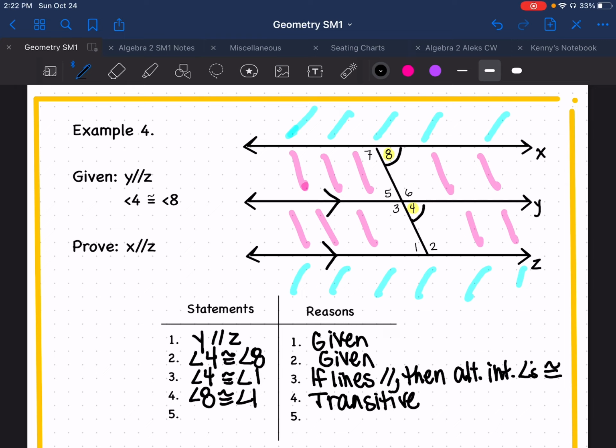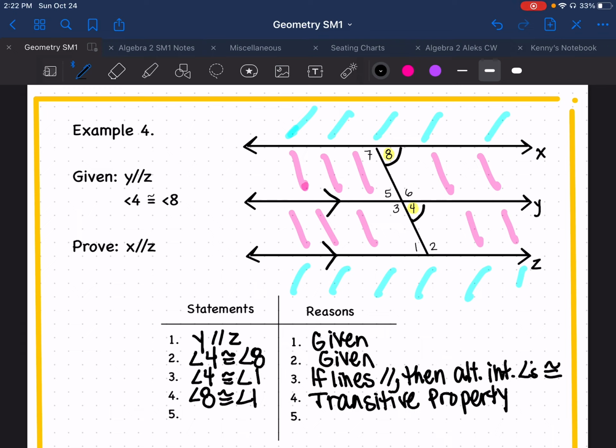Just a hint, you will be using this when you do the proof in the assignment today. The fourth or fifth statement, just depending on how many statements it has, is going to be the transitive property.